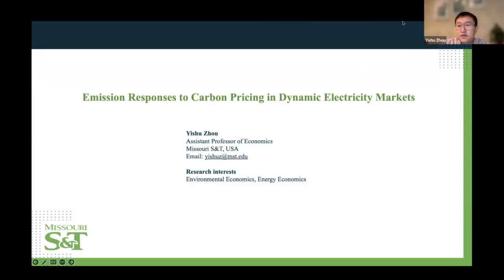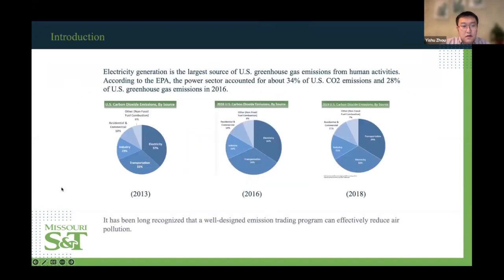Our paper's title is Emission Responses to Carbon Pricing in Dynamic Electricity Markets. The power sector is the largest source of US greenhouse gas emissions. In 2013, as you can see, electricity accounts for 37% of total CO2 emissions in the US.